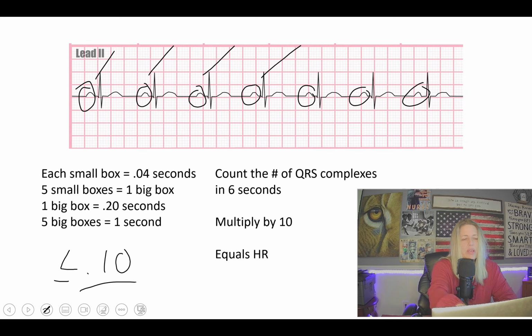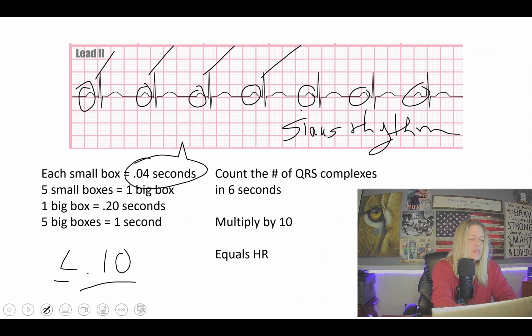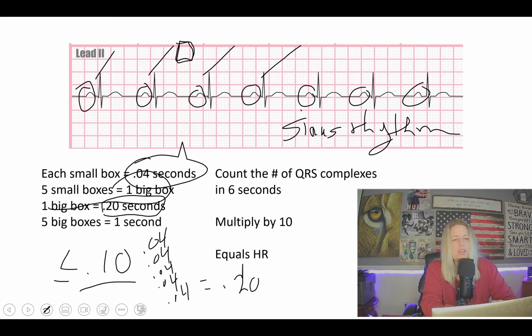So we have an upright P wave and a narrow QRS, which means this is a sinus rhythm. If you're like, Sharon, I don't understand what you're doing, then you just got to go back to the last video and watch it and you'll understand it. So each small box is 0.04 seconds. Five small boxes equals one big box. That's what these big boxes are. One big box is 0.20 seconds because 0.04 plus 0.04 plus 0.04 plus 0.04 plus 0.04 equals 0.20. And that's five small boxes in each big box.